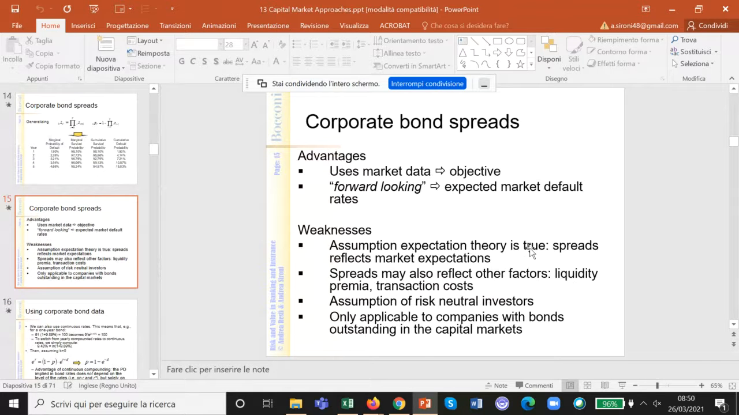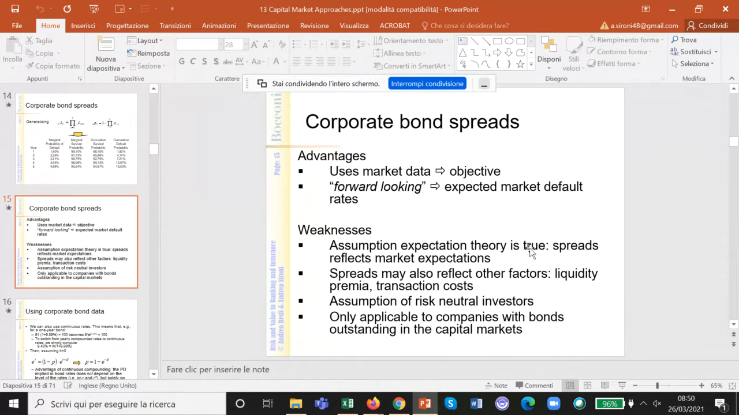Now, to recap, what are the pros and cons of this approach to estimate PD? The advantage is that we use market data, so it is objective, and second, that it is forward-looking.